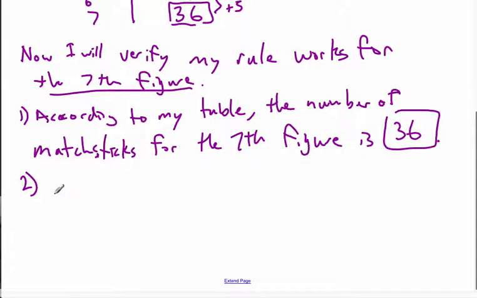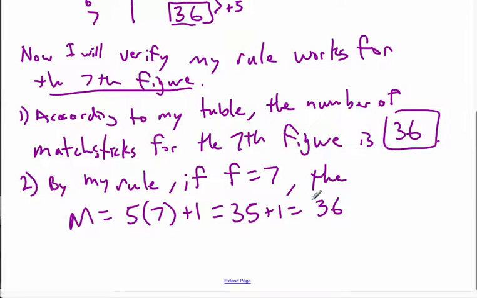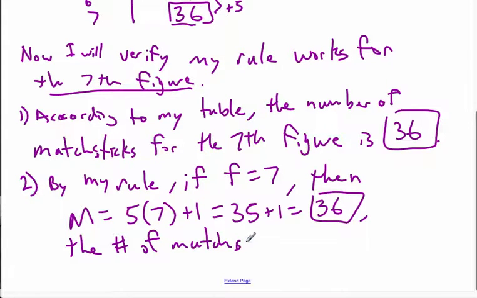Okay, so next we'll use the rule, right? By my rule, if f equals 7, then m equals, and our rule was 5 times figure number plus 1, which equals 35 plus 1, which equals 36. Okay, so by my rule, if f equals 7, then m equals 36. So we can say the number of matchsticks is also 36 by my rule.